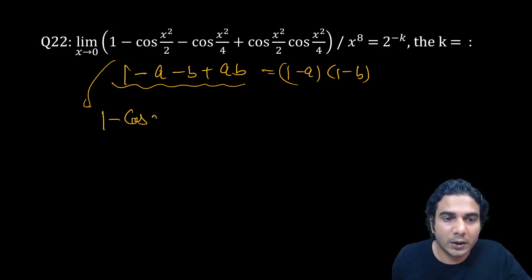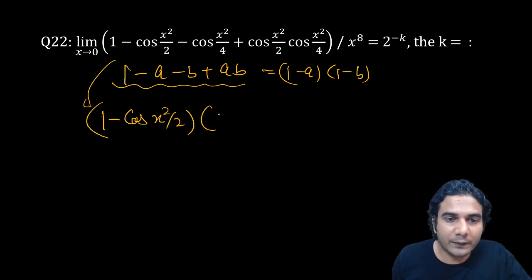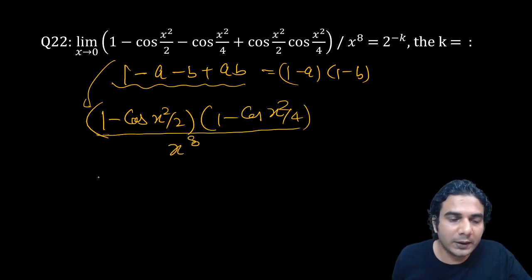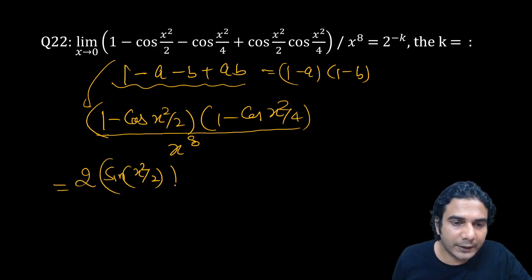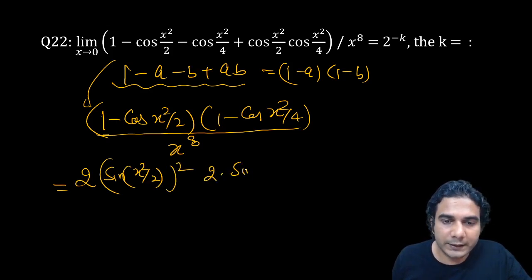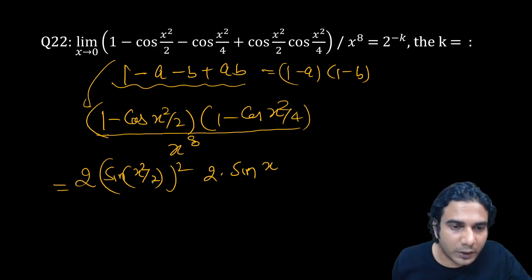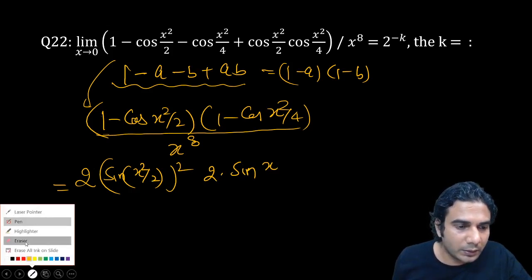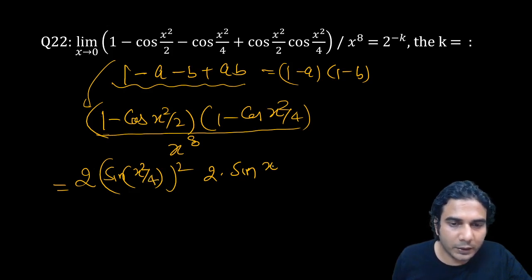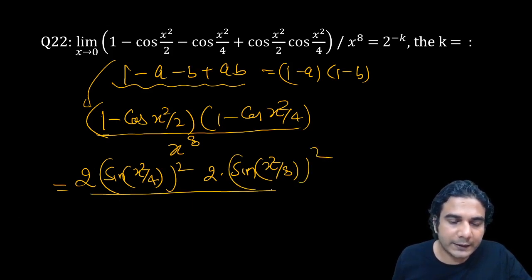Using this, you can have an idea that this expression can be written as 1 minus cos of x square by 2 and 1 minus cos of x square by 4. 1 minus cos theta 1, 1 minus cos theta 2, all right, divided by x raised to 8. You know 1 minus cos theta is 2 sin square theta by 2. So 2 sin square theta by 2, I'm writing this whole square. Oh, I have not done theta by 2. Theta by 2 means it will become theta by 4, all right, so theta by 4, and this is going to be theta by 8, the whole square, and divided by x raised to 8.